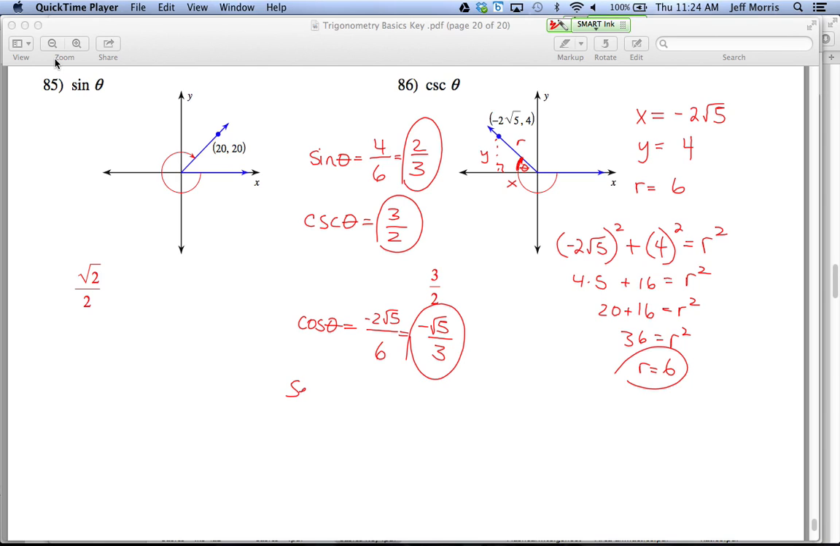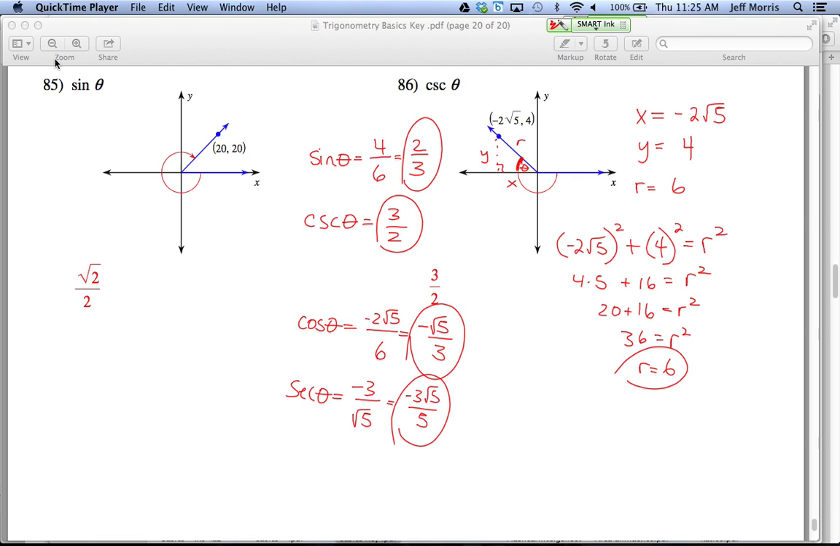Now you can do secant. What's secant going to be? I'd flip the one that's reduced. Negative 3 over root 5, and then you do have to rationalize the denominator. So to rationalize, you multiply the top and bottom by root 5, so you're going to get negative 3 root 5 over 5.